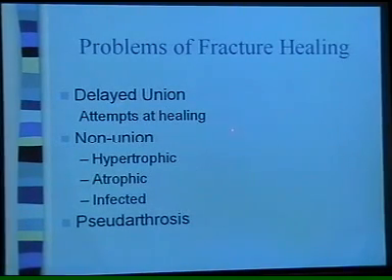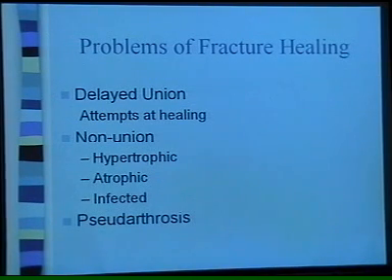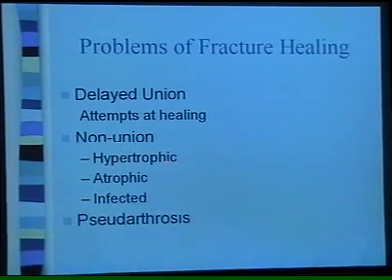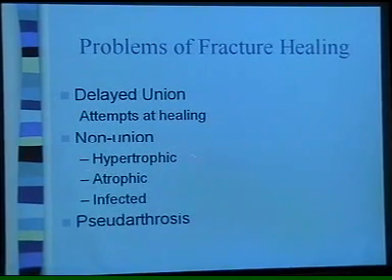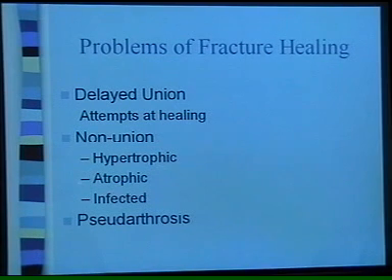Problems with fracture healing. Delayed union, that means there has been no attempt at healing. The fractures remained apart and the body didn't try to heal it. Non-union, when there has been attempts on the part of the body to heal it, but because of non-conducive circumstances, mobility, soft tissue interposition, it's still not healing. That's called hypertrophic. Atrophic, there's lack of blood supply to the fracture area, so it doesn't heal up.